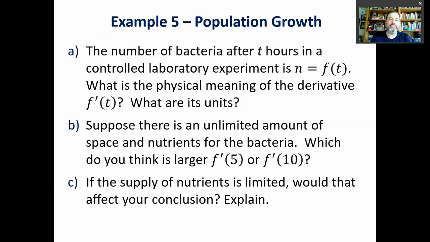And last one, if the supply of nutrients is limited, would that affect your conclusion? So this is done a lot in population modeling. You guys will definitely see this later in this class, and again, you'll see it in differential equations for sure. So if the supply of nutrients is limited, which one of these is going to be bigger, f prime of 5 or f prime of 10?